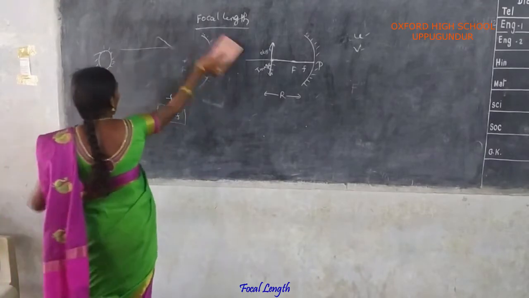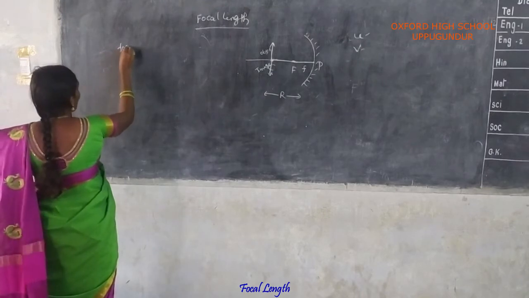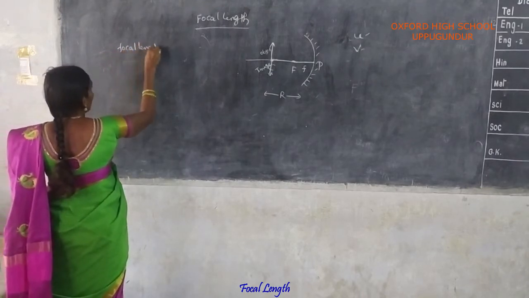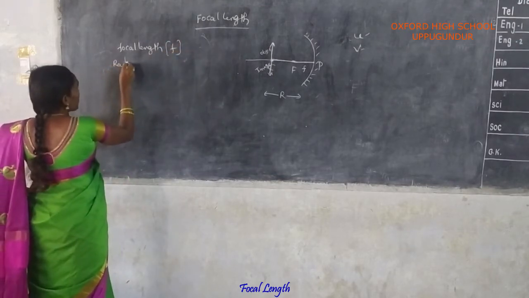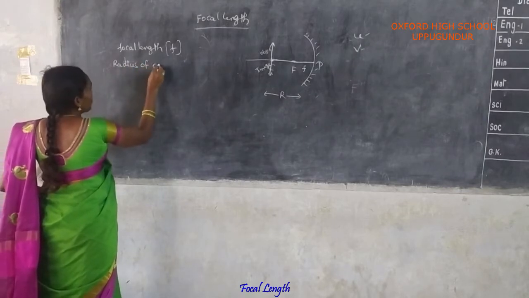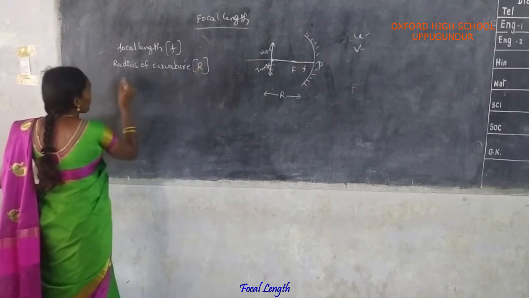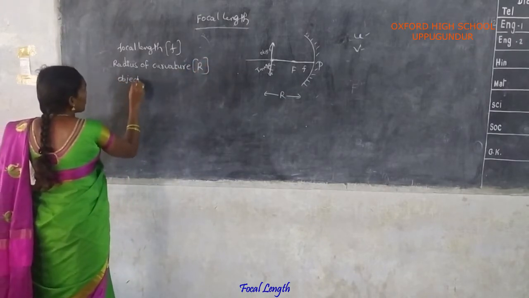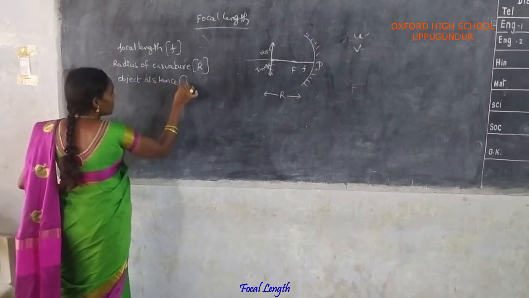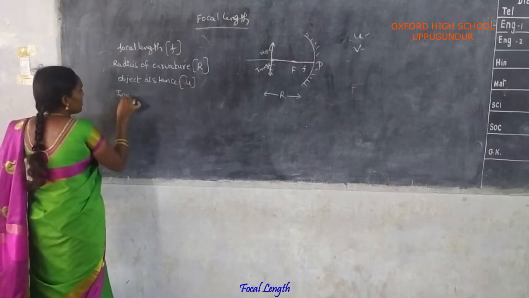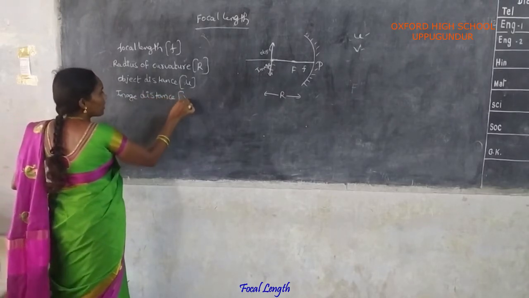See amma. The first one, focal length. Focal length is represented by the letter small f. And next one, radius of curvature. Radius of curvature is represented by the small r. And next one, object distance. Object distance is represented by the letter small u. And next one, image distance. The image distance is represented by the letter small v.